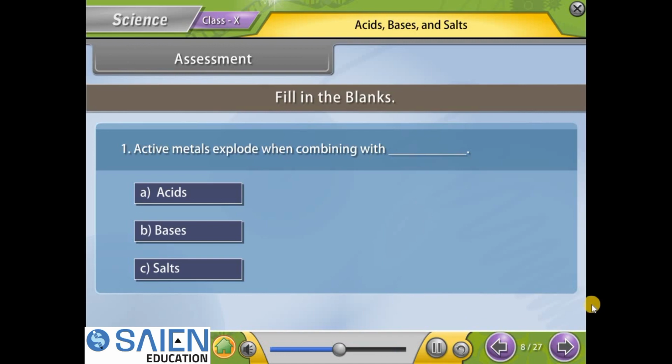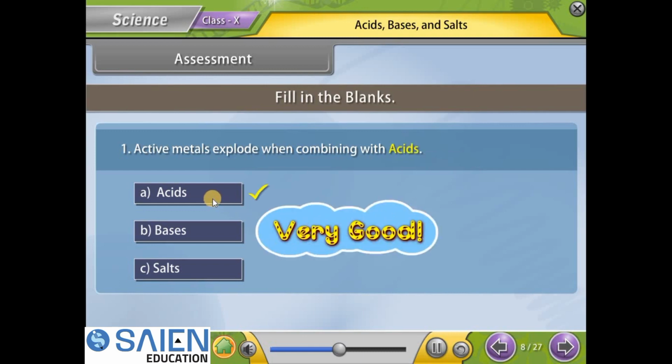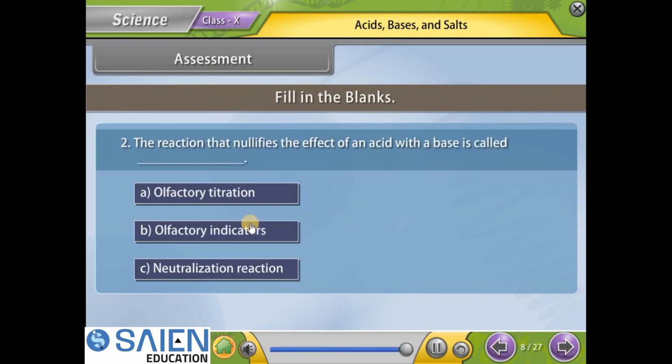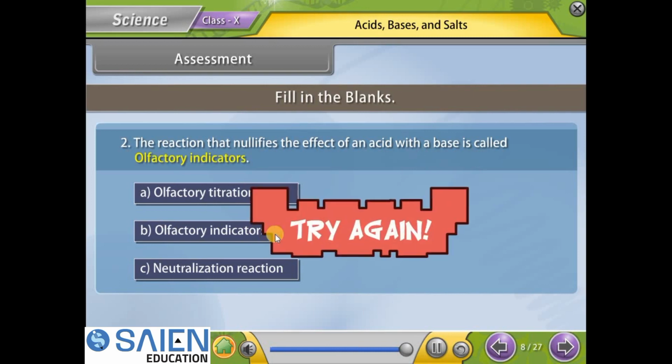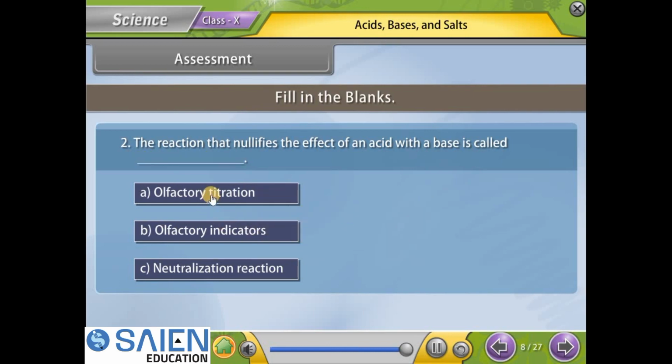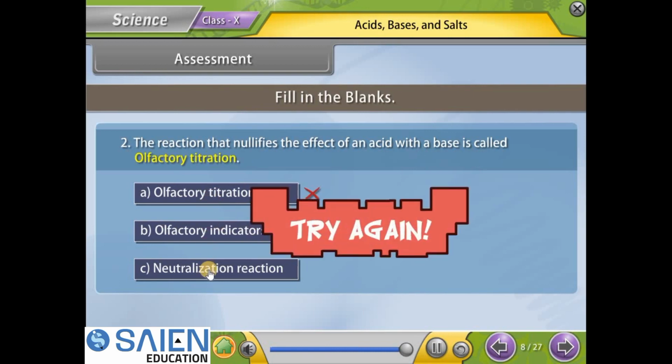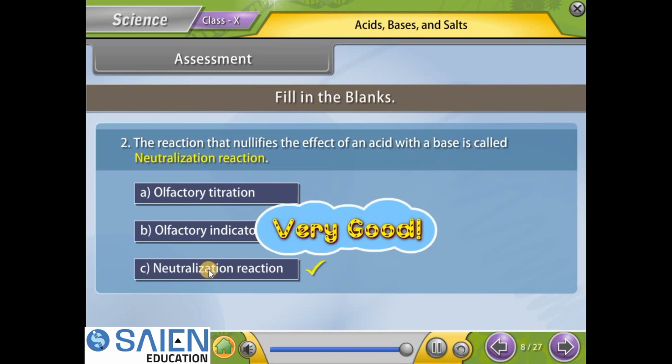Assessment. Let us know how much you have learnt. Fill in the blank with the correct option.